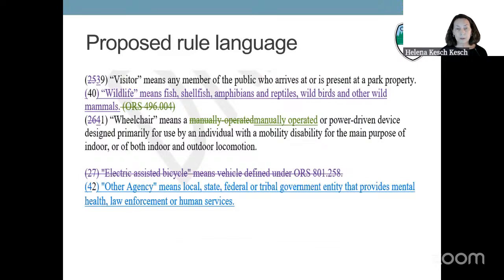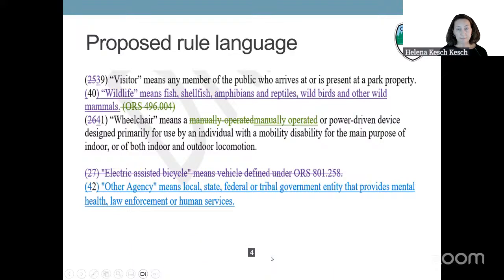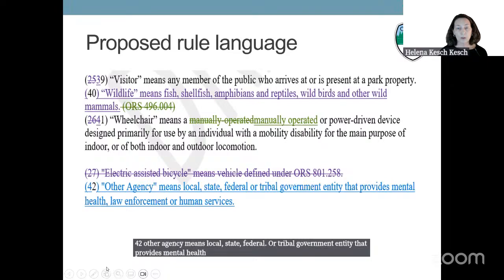And under wheelchair, we updated that. Manually operated. Actually, it's the same thing. I think we just did a correction there. 42, other agency means local, state, federal, or tribal government entity that provides mental health, law enforcement, or human services.